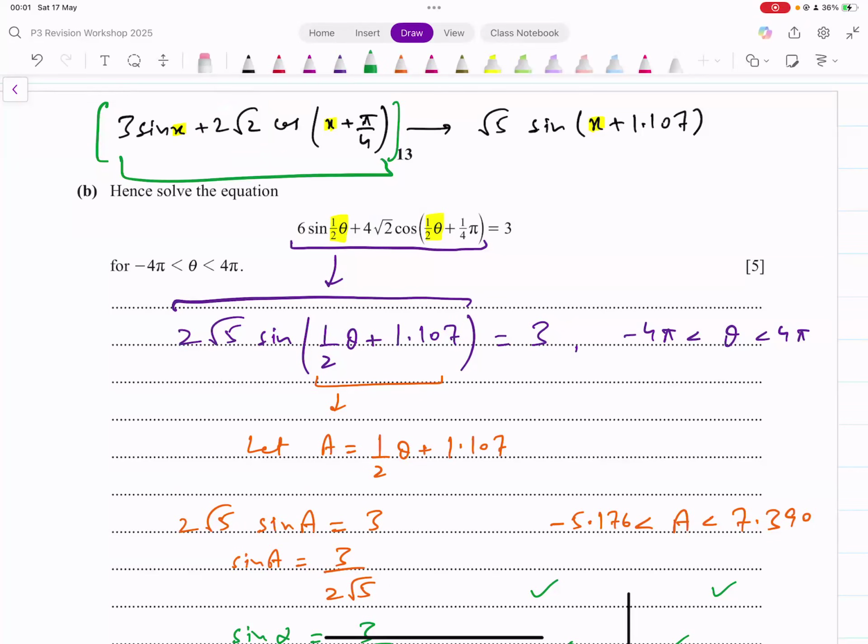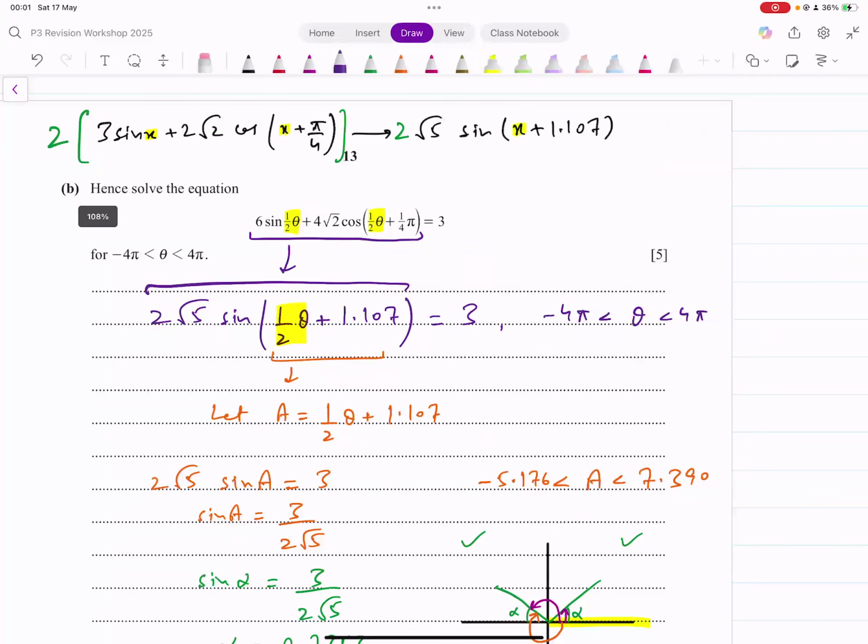So if this is equivalent to under root 5 into sine of x plus 1.107, then 2 times this should be equal to 2 times that. We can multiply both of them by 2. This is 2 times that, right? So we could say this left-hand side can be written as 2 under root 5 into sine of that. And then we also replace x with half theta here, right? Because in place of x, we've got half theta. So that's the tricky part here. Once you've done that, the rest is standard process as before, although that's pretty long.